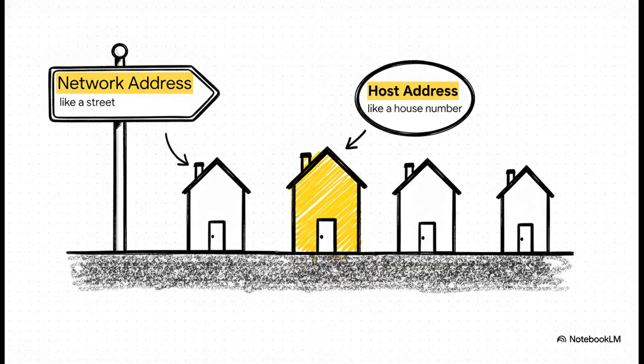Now here's the really clever part. That 32-bit address isn't just one long random number. No, it has a 2-part structure. The first part is the network address. Think of that like the street you live on. The second part is the host address, which is your specific house number. It tells you both the neighborhood and the exact house.